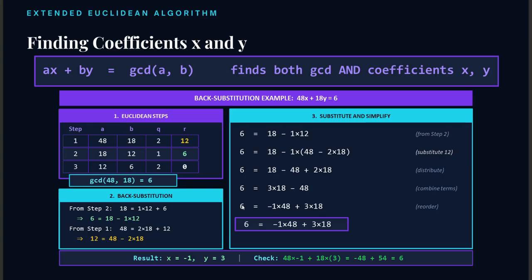Using the extended Euclidean steps for GCD of 48 comma 18, we eventually work backwards using backward substitution. After substitution and simplification, we get 6 equal to minus 1 into 48 plus 3 into 18. Comparing with ax plus by equal to GCD of a comma b, we obtain x equal to minus 1 and y equal to 3. Finally, verifying: 48 into minus 1 plus 18 into 3 equal to 6.